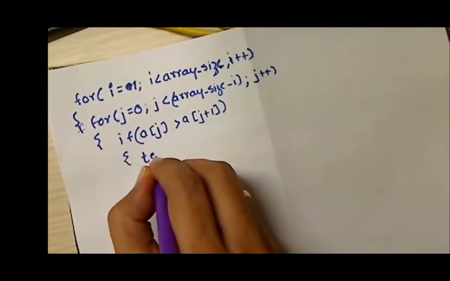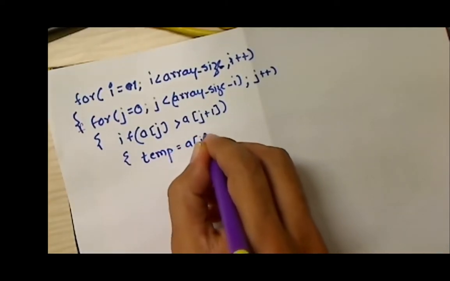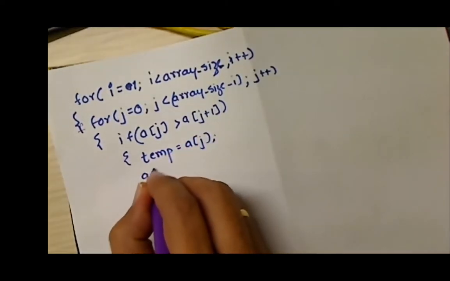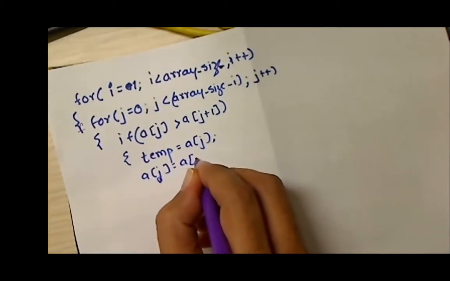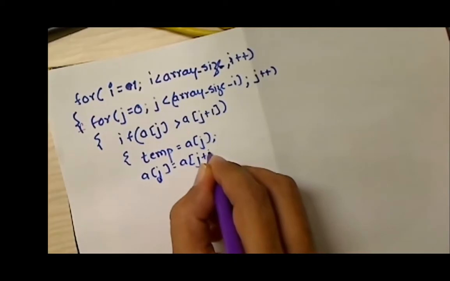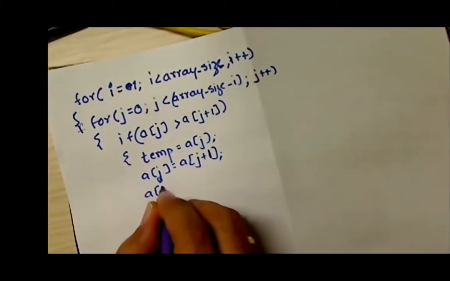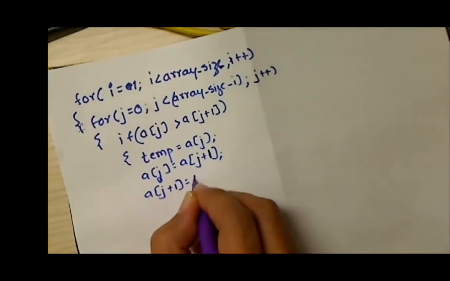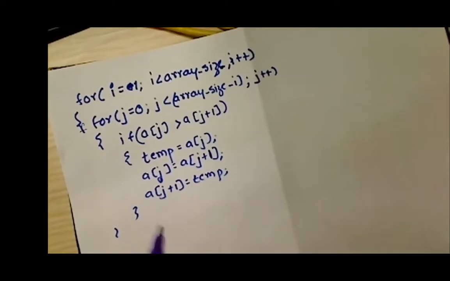To swap, I take a temporary variable temp, which is equal to a[j], and then a[j] is equal to a[j+1], and a[j+1] is equal to temp. That's the code that we have. It's very simple for us to implement. So let's have a look at this particular code. We'll take an example, and with that example, we'll go ahead discussing this program.